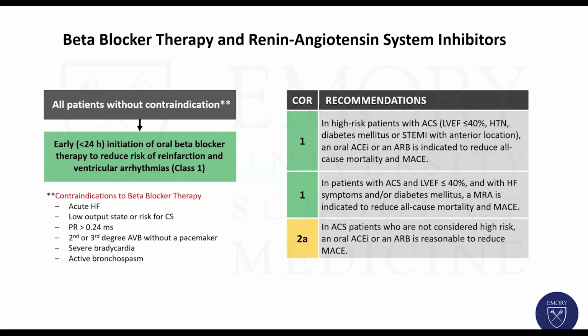ACEs and ARBs are also addressed in this guideline. For patients who are high risk, defined as those who have an EF less than 40%, hypertension, diabetes, or presenting with a STEMI with an anterior infarct, an ACE or an ARB is recommended. An MRA is recommended for those who have an EF less than 40% but have diabetes or are presenting with heart failure symptoms, because that has been shown to have clinical benefit in reducing mortality and overall cardiovascular events.